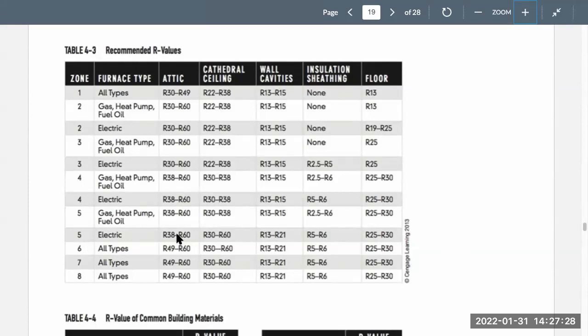So just in between the studs is only going to give you 4 or 6 inches of insulation, and that's not going to get you up to your R50. Same thing you can see with gas. You can see in the wall cavities, you want around R15, R21 insulation if you're a number 5 in our area.